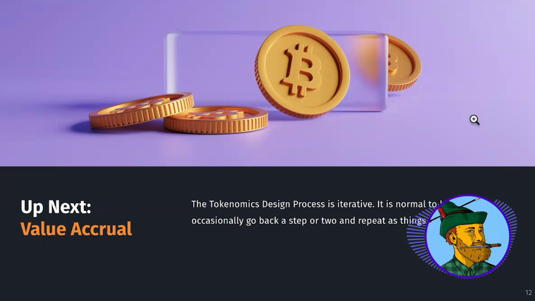Keep in mind that this whole process, the tokenomics design process, is iterative, right? It's very, very normal that you complete a step or two and then realize, oh, I didn't think about this, or this has got to change, or this doesn't work. And you need to go back a step or two and change things and repeat those steps. Completely normal, completely expected, and a healthy part of the process.